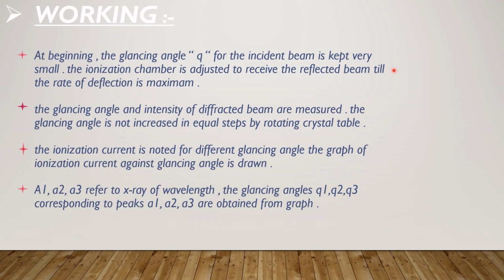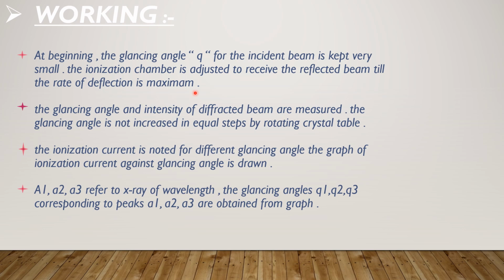Next, working. At the beginning, the glancing angle, here Q refers to theta. So Q or theta refers to the glancing angle. I have considered Q. The glancing angle theta for an incident beam is kept very small, and the ionization chamber is adjusted to receive the reflected beam until the rate of deflection is maximum.